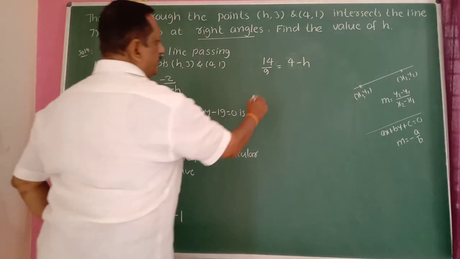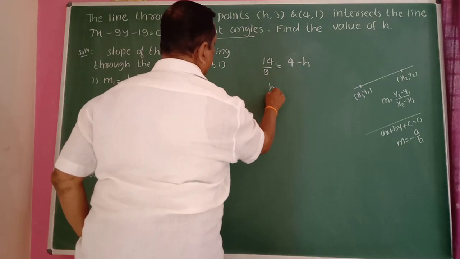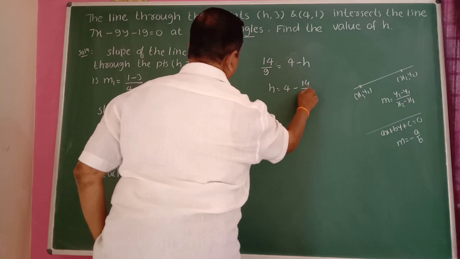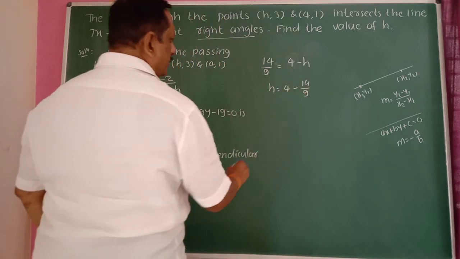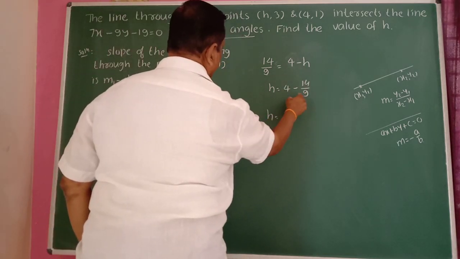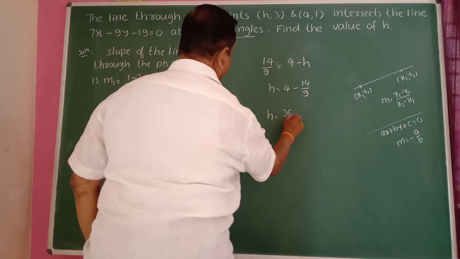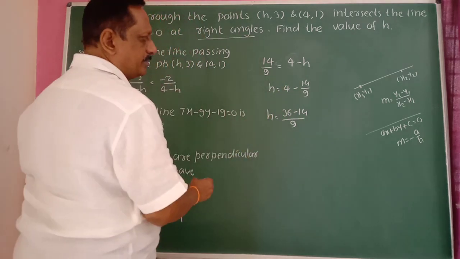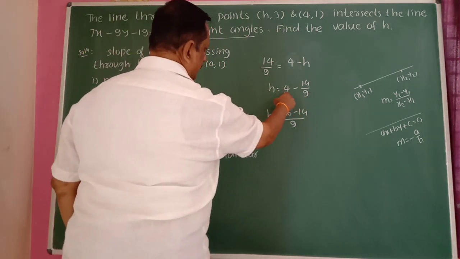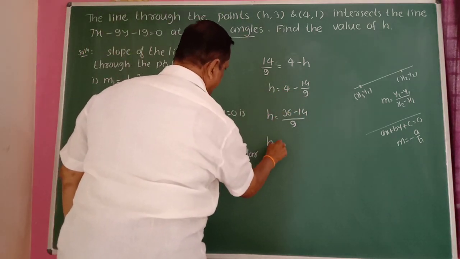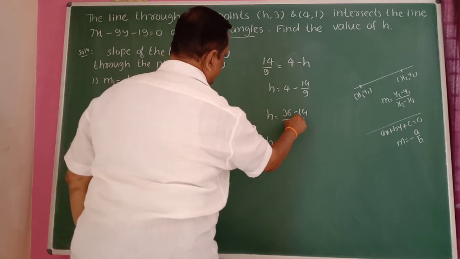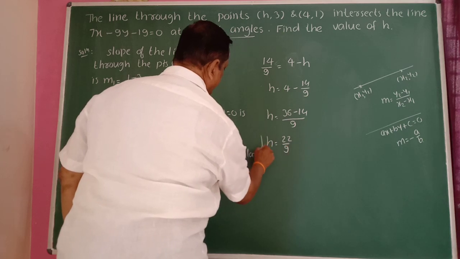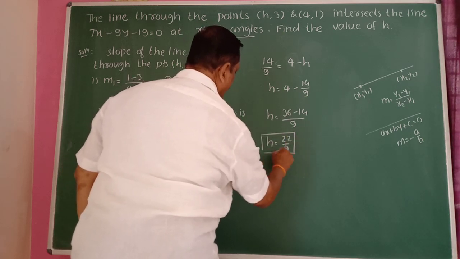Now we take h to the left side, minus becomes plus, then this term goes to the right hand side as minus 14 divided by 9. Therefore h is equal to 4 minus 14 divided by 9. 9 is the LCM here, so 4 becomes 36. Therefore h equal to (36 minus 14) gives 22 divided by 9. 22 upon 9 is the answer.